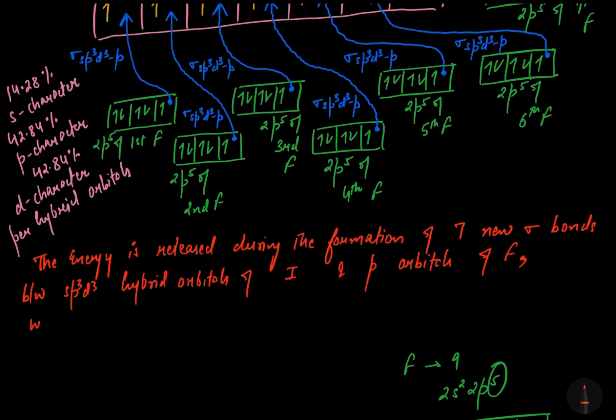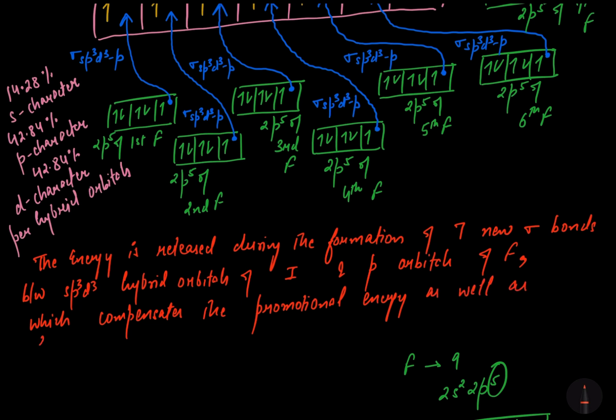compensates, I'm writing, the promotional energy as well as the hybridization energy, as both the endothermic processes have been compensated by the energy released during the formation of 7 new sigma bonds between the hybrid orbitals of iodine and the p orbitals of fluorine.